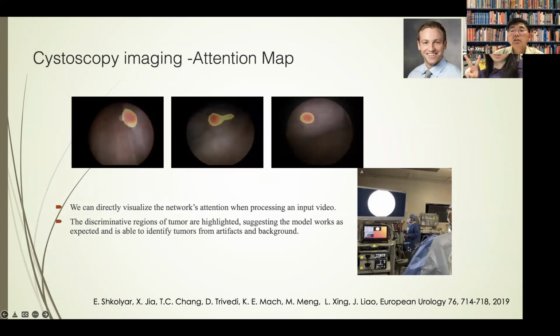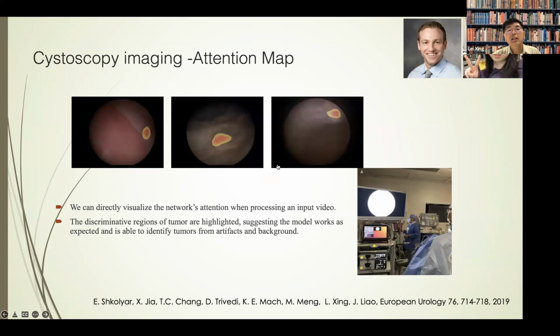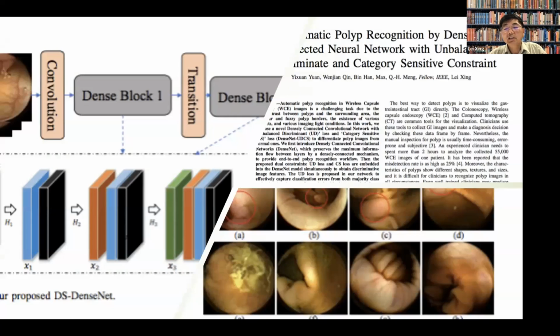Actually, you can see that our device is already in the OR. This is a laptop with a GPU that runs the model for bladder tumor detection. You can highlight the region that is a tumor, or at least what the computer thinks is a tumor, and then the urologist can double check. Colonoscopy is the same thing. I'm not going to talk about the details, but it's very similar to the cystoscope, the bladder scope, so you can detect the polyp.